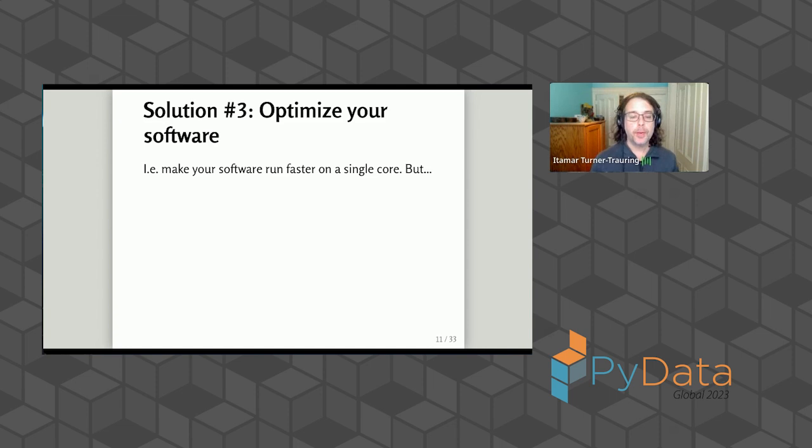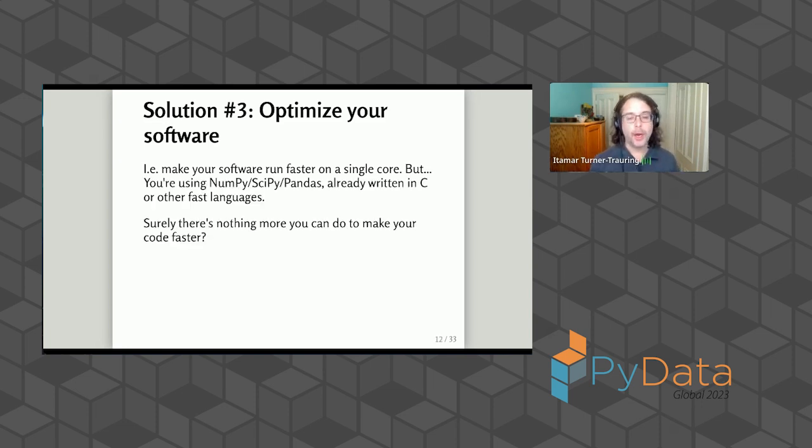And then a third way to speed up your code is optimizing your software. That is somehow changing your code so that it runs faster on a single core. And then if it runs faster on a single core, if you run it in parallel, that will also be correspondingly faster. But there are some caveats here.